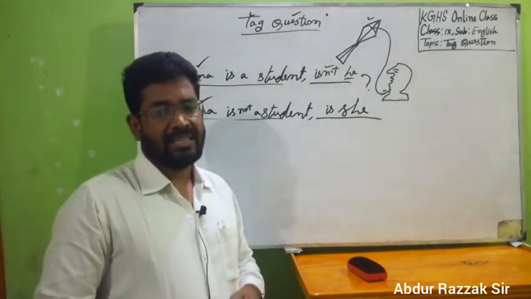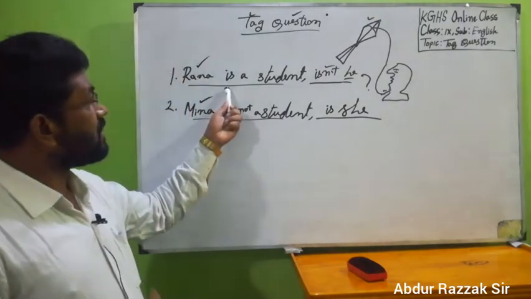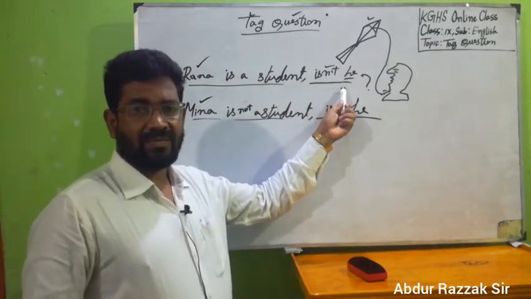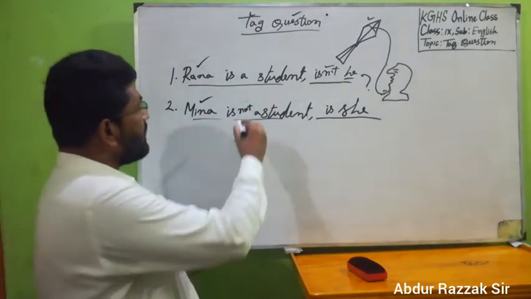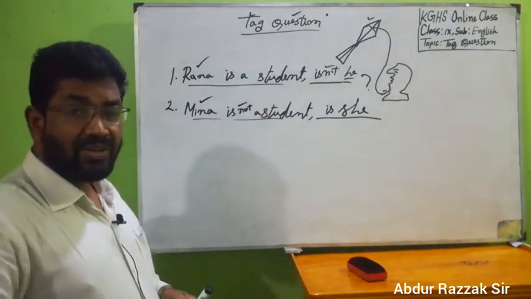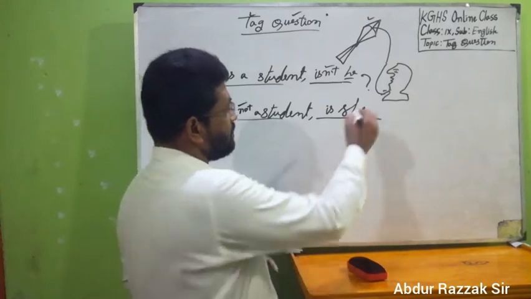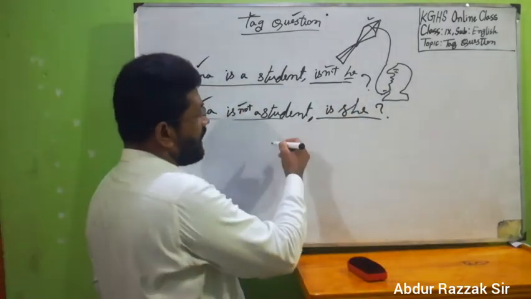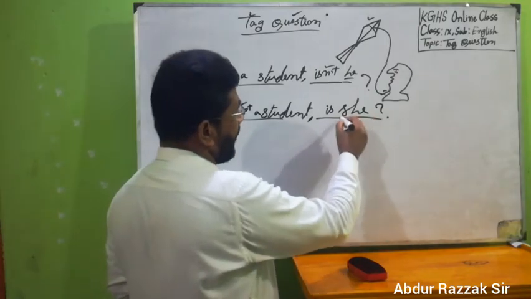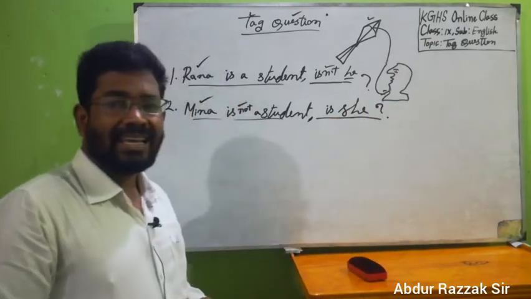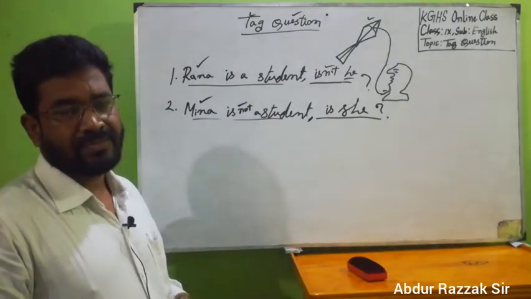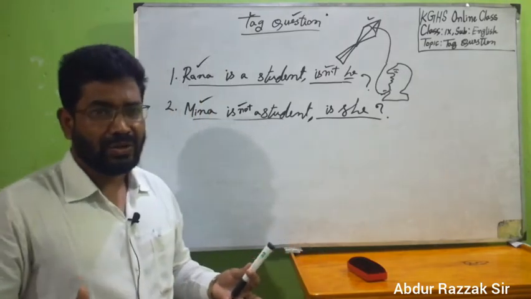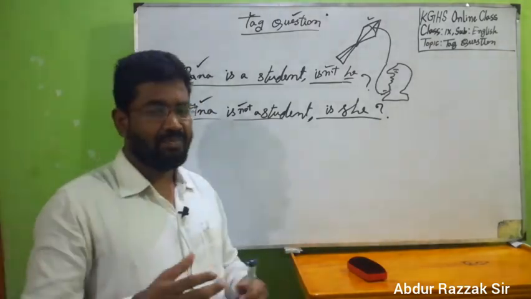So dear students, if the statement is affirmative or positive, the tag question will be negative. If the statement is negative, the tag question will be affirmative. Yes, students, you should remember that after the statement you should use a comma, and at the end of the tag question you should put a question mark. Yes, students, let's know different rules of tag question and practice them one by one.